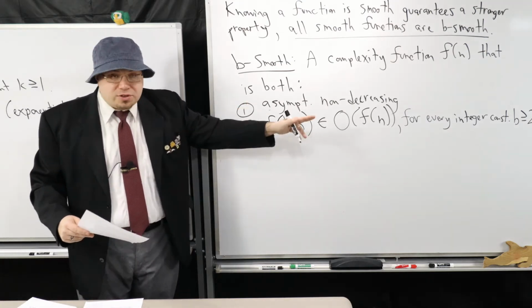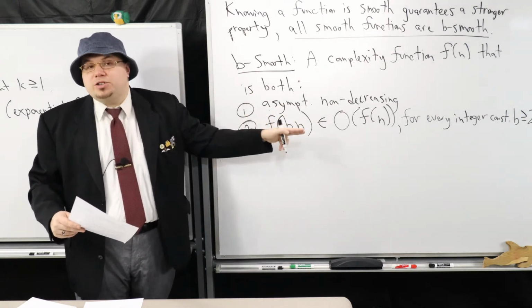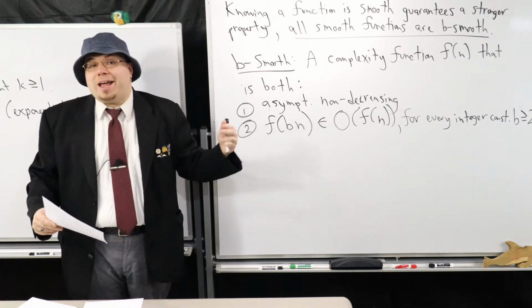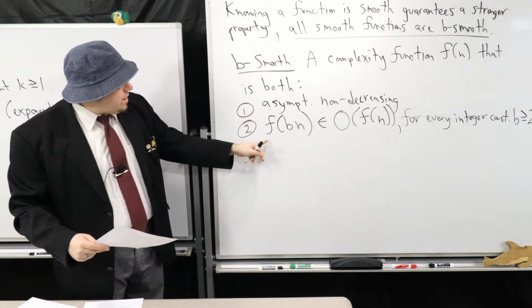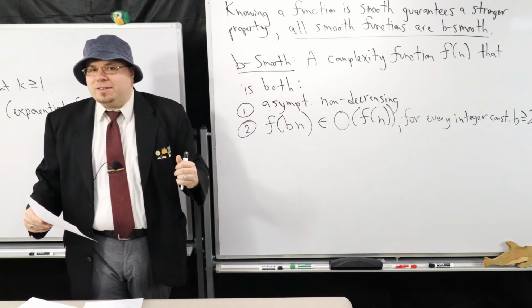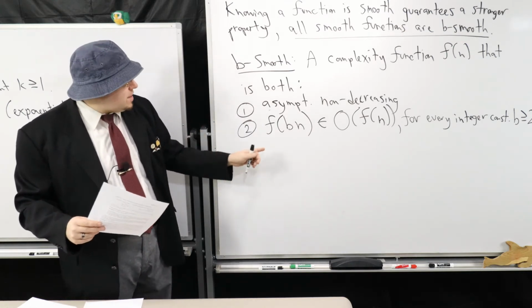So remember, this is a universal statement. It's saying for every integer constant b. So if I just fix b, it has to work for any b. So it has to be f of bn is big O of f of n. This is where they differ, because remember, the definition of smooth is just that b is 2.